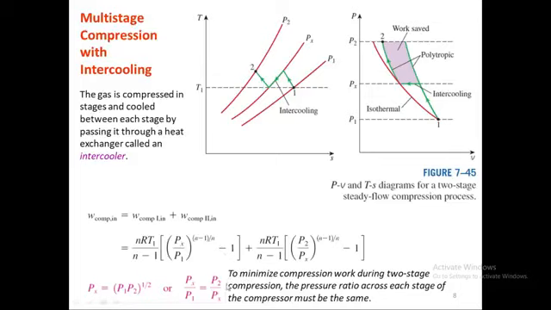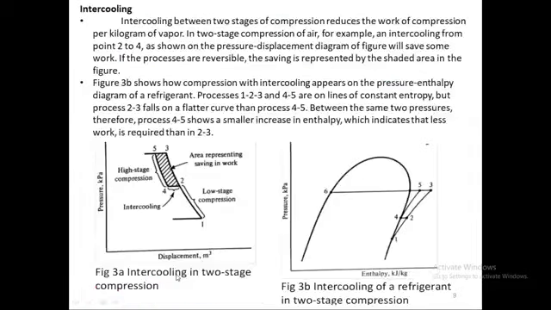So in this way we can figure out the Px value. If we know P1 and P2, we can find out the middle pressure. P1 is generally the inlet pressure, the evaporator pressure, which we normally know, and P2 is the condenser pressure, which is normally given. So with the help of this equation we can find out the middle pressure.